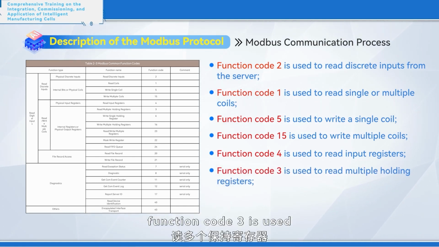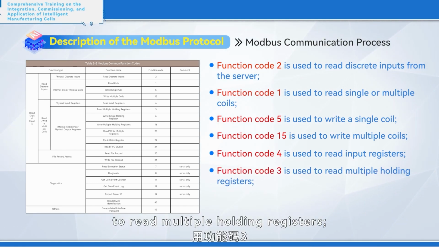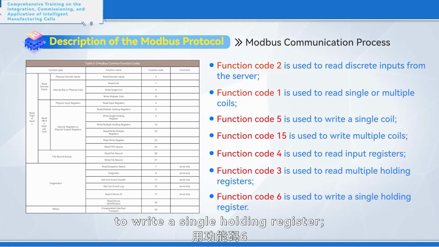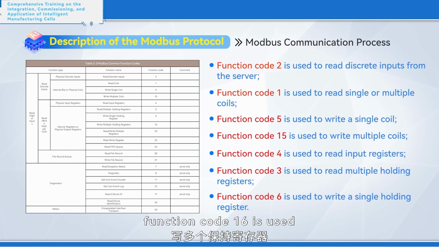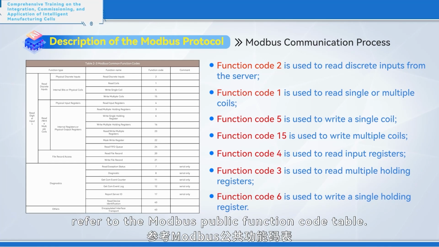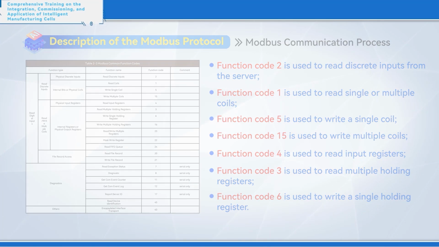Function code 3 is used to read multiple holding registers. Function code 6 is used to write a single holding register. Function code 16 is used to write multiple holding registers. For other function codes, refer to the Modbus public function code table.